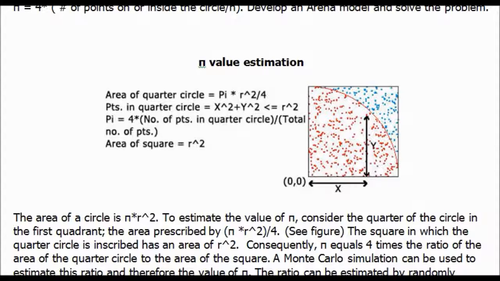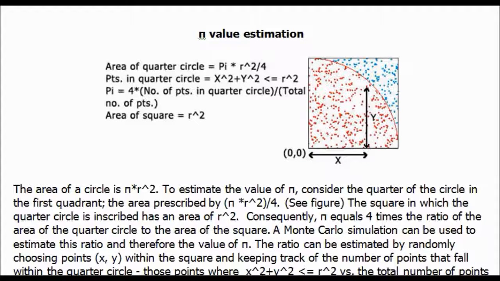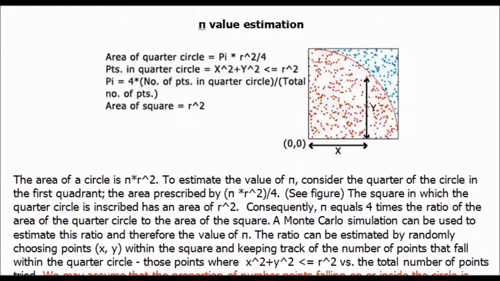Pi value estimation: the area of a circle is pi*r^2. To estimate the value of pi, consider the quarter of the circle in the first quadrant, the area of which is pi*r^2/4. See figure. The square in which the quarter circle is inscribed has an area of r^2. Consequently, pi equals 4 times the ratio of the area of the quarter circle to the area of the square. A Monte Carlo simulation can be used to estimate this ratio and therefore the value of pi.